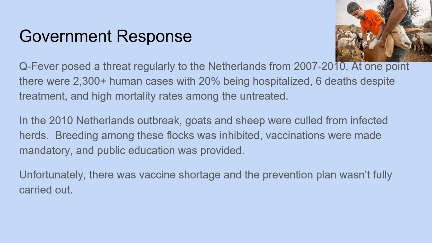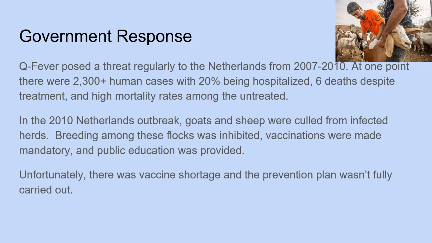Q fever posed a regular threat to the Netherlands from 2007 to 2010. At one point, there were over 2,300 human cases reported, with 20% of those cases resulting in hospitalization, 6 deaths despite receiving treatment during hospitalization, and a high mortality rate among the untreated. Specifically in 2010, the Netherlands experienced the worst of the outbreaks.